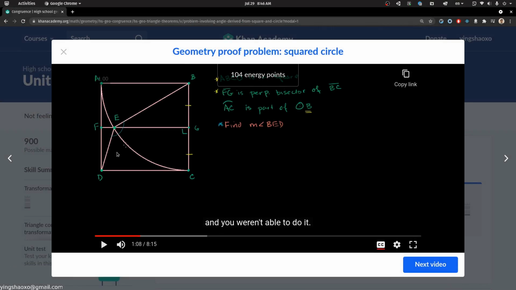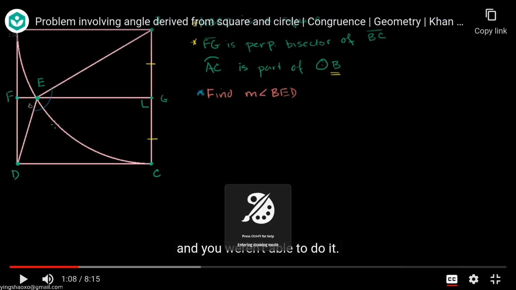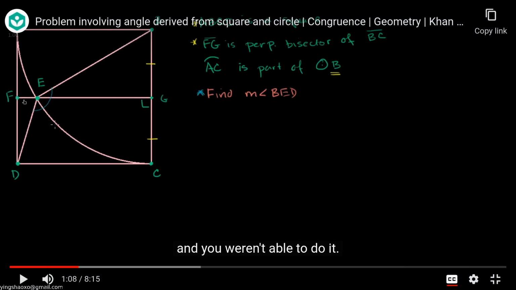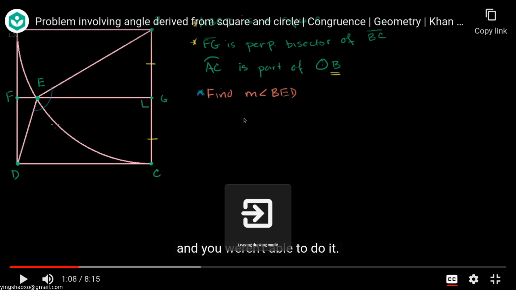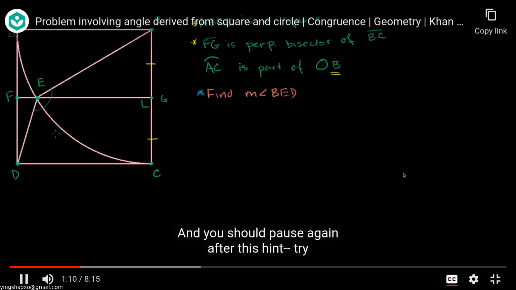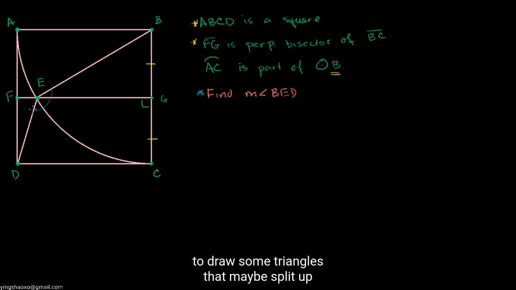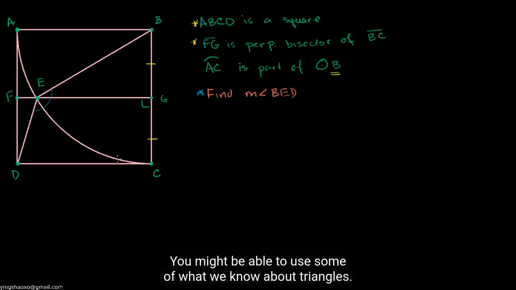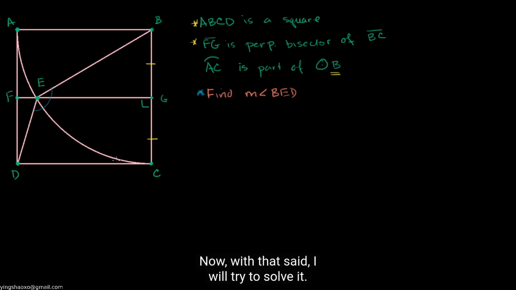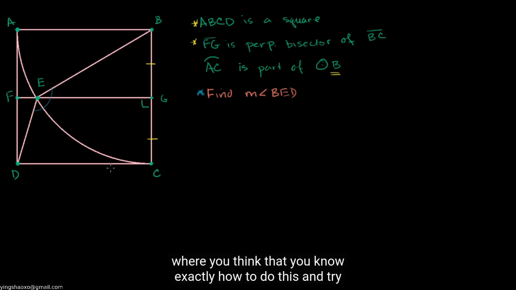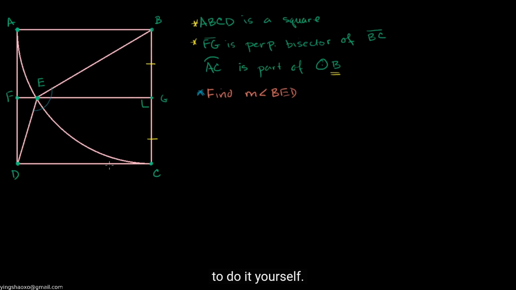Well, how can you think about it? How can you solve this problem? It's kind of weird because we don't know that. All we know is that this is a right angle, and this is also a right angle. Okay, I guess I couldn't solve it because I have no thoughts about it. Pause again after this hint: try to draw some triangles that maybe split up this angle into a couple of different angles, and it might be a little bit easier. You might be able to use some of what we know about triangles. Now, with that said, I will try to solve it, and you should pause at any point where you think that you know exactly how to do this and try to do it yourself.